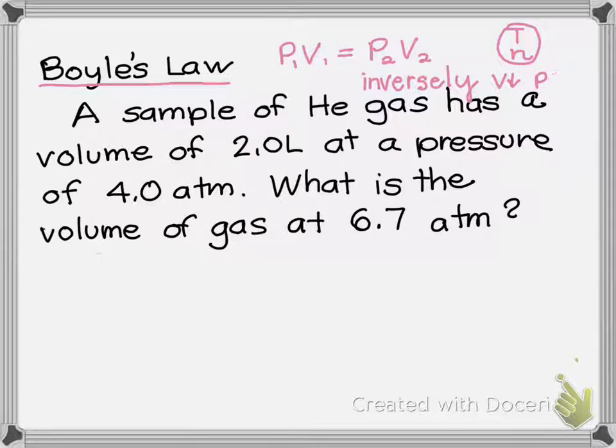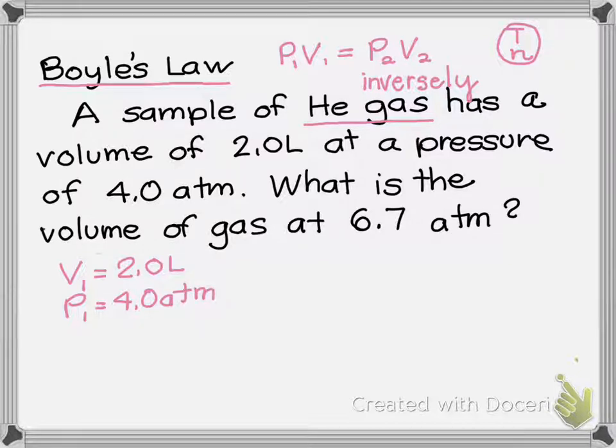Now this problem doesn't have an example with lungs, but it is a problem with Boyle's Law. It says a sample of helium gas. Now most of the time the gas or mixture of gases that are involved are irrelevant because these gas laws work with any gas or mixture of gases. But it tells us in this problem we have helium gas and it has a volume of 2 liters. And it tells me that the pressure at that volume is 4 atmospheres.